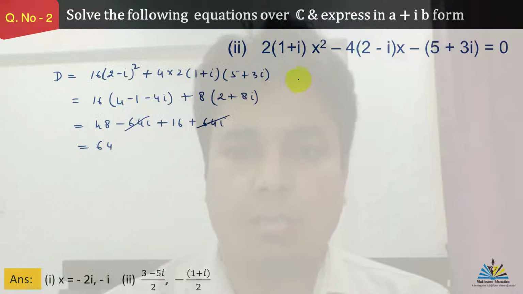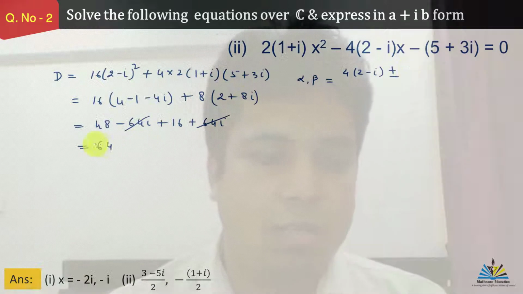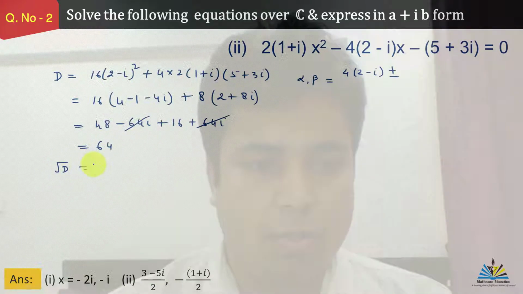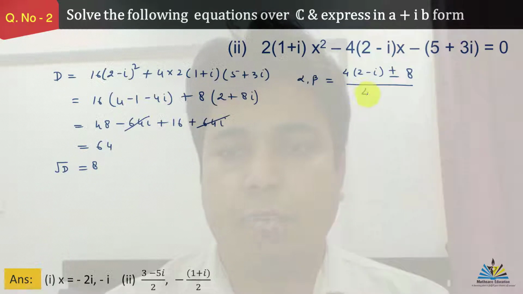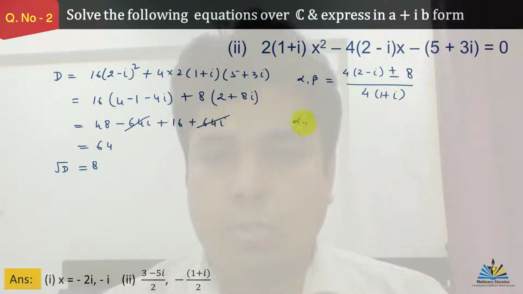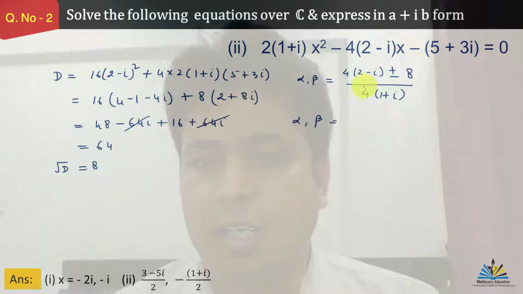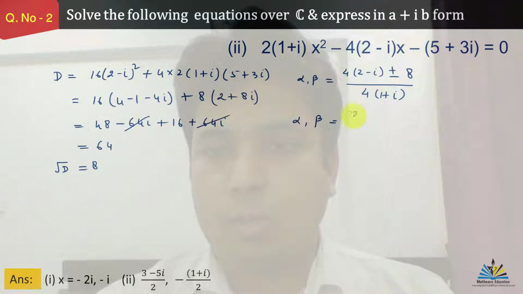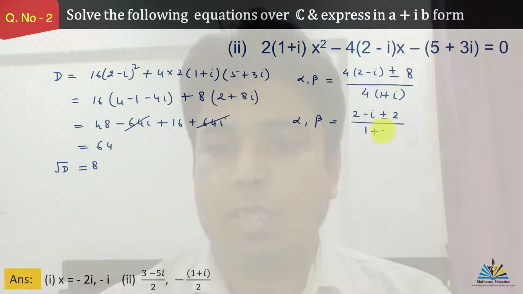So the roots of this equation are alpha comma beta equal to minus b, that is 4 times 2 minus i, plus minus under root D. So under root D is equal to 8. So this is 8 upon 2a, that is 4 times 1 plus i. So these roots alpha comma beta are equal to, you can cancel 4 here, and it becomes 2 minus i plus minus 2 upon 1 plus i.